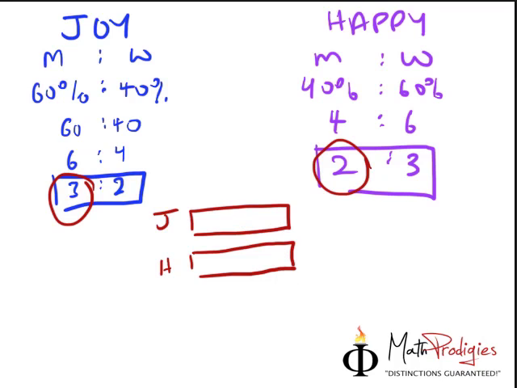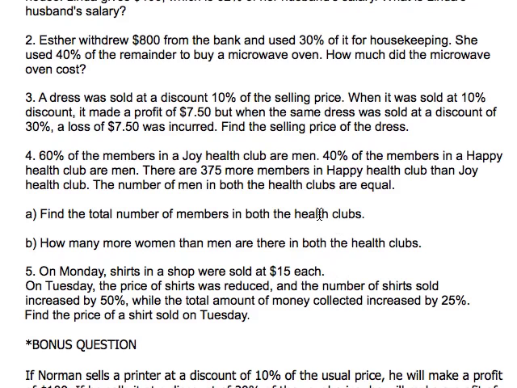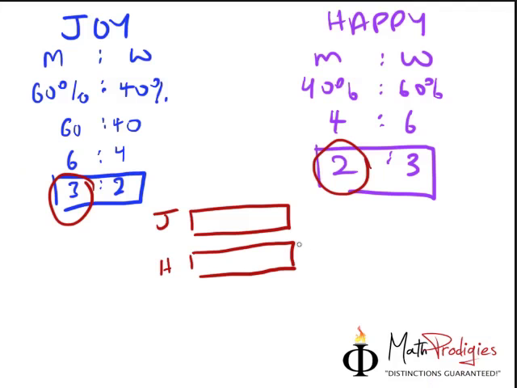And how much did they say? How many more people are there? In this case, there are 375 more members in Happy. So 375 more members over here. But the important thing is, Joy Health Club, we have 3 is to 2, right? So we have 1, 2, 3, 4. And here we have 2 is to 3.